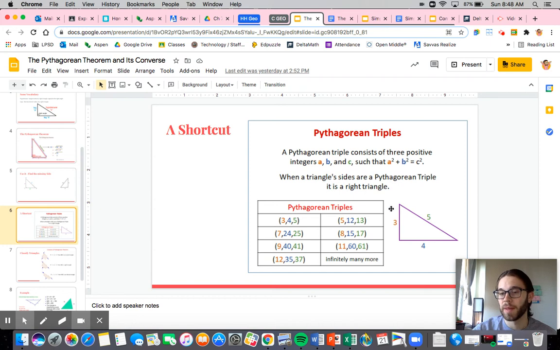Same thing with the multiple, by the way. So 6, 8, 10 will also work. 9, 12, 15, also going to work. If you ever see any of these, you could just write them down. Most people don't really remember more than these first 2, to be perfectly honest. I don't know if I remember that one. But these 2, you could probably remember, and it might save you some time.